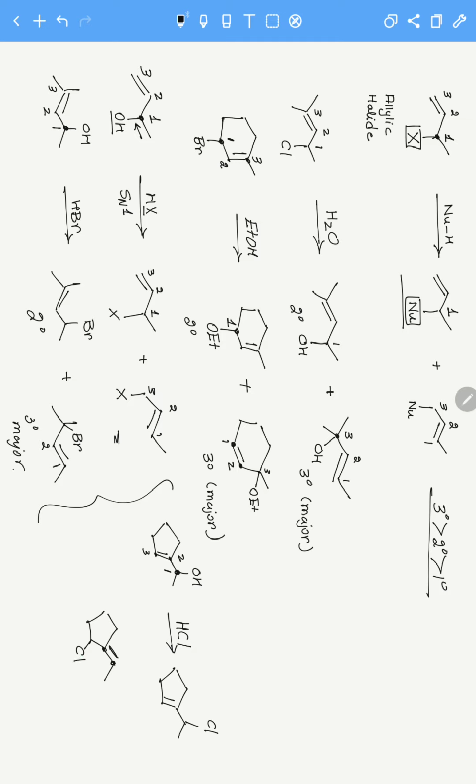Now in this case, it is hard to tell which one is the major product, because this is actually secondary and this is secondary, so we cannot really tell which one will be the major product. So this is a solving strategy which you can use for drawing the products of SN1 reactions of allylic halides with neutral nucleophiles, or allylic alcohols with halo acids such as HCl, HBr, or HI.